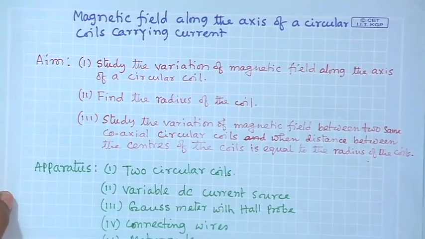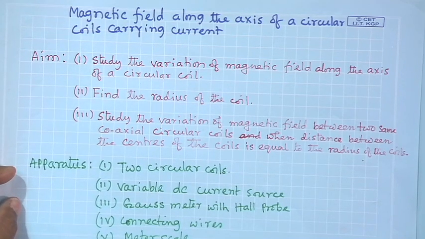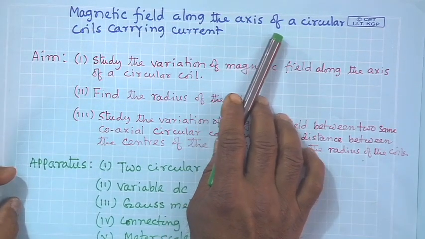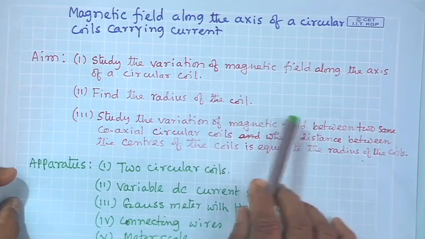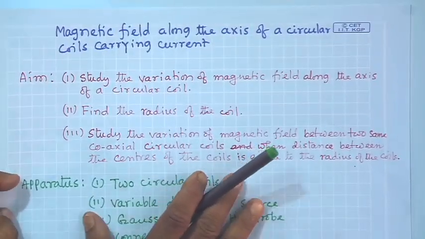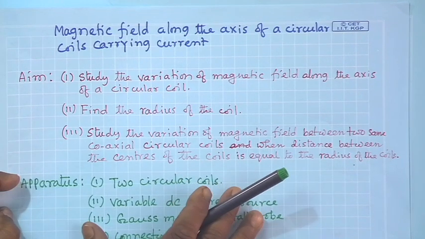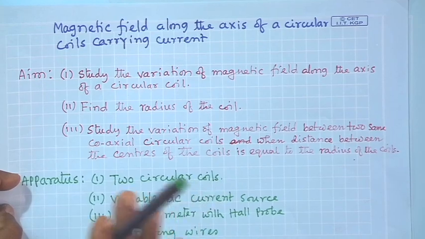So, that experiment we have shown, and we measured the magnetic field at different distances along the axis, right. This experiment basically told us how to generate the magnetic field. An electromagnet is based on this principle. So, this experiment I have demonstrated, right.